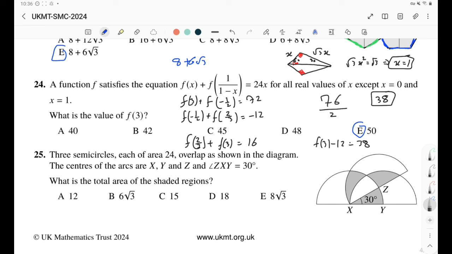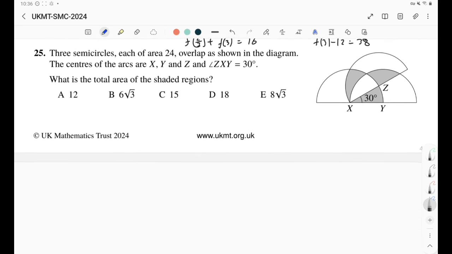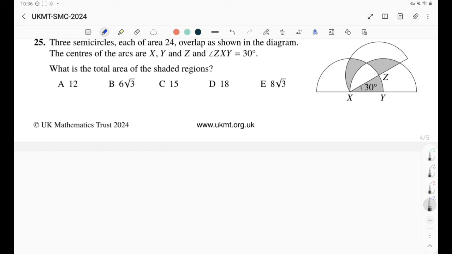Finally, the last question is question 25. All right, let's move on here. Let's look at the diagram. We have 3 semicircles. Each of them has area 24. So that means all of them are, of course, congruent. Like the radius for each one of them is equal to the other.